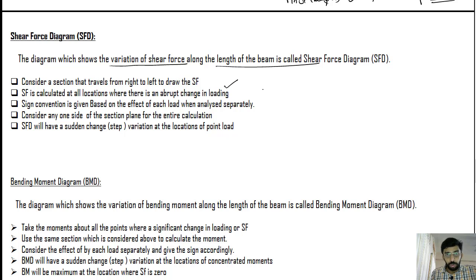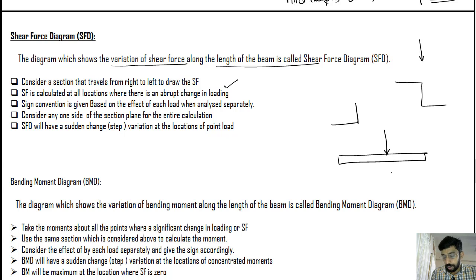So another important point you have to keep in your mind is about the variation in the shear force diagram. That means there can be a step-like variation like this. Such kind of step-like variations will be noted at the locations of point load. So if you have a beam like this and if you have a point load here, the shear force diagram will have a step-like variation like this. That's a very important point to be kept in your mind.